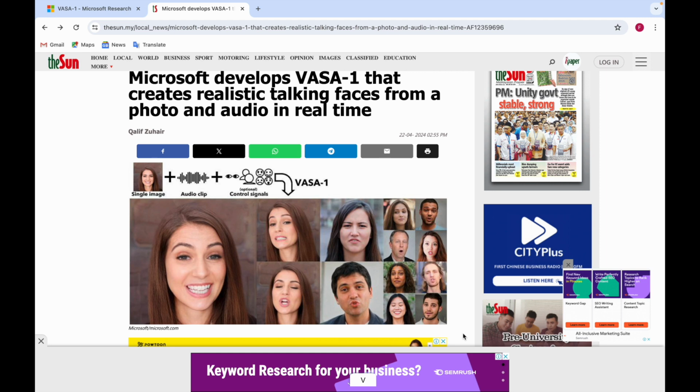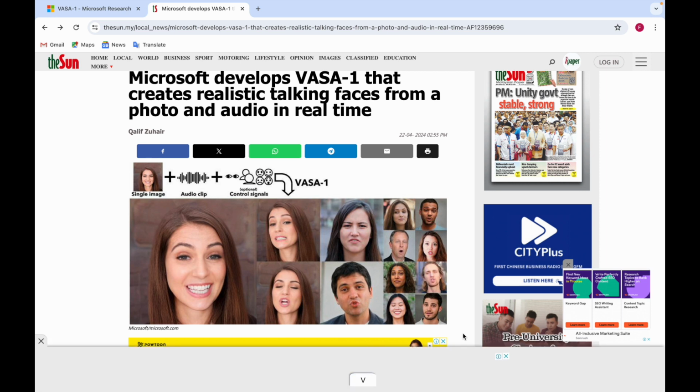Microsoft has developed VASA-1, and VASA-1 creates realistic talking faces from a photo and audio in real time. You give a photo to it and you add audio to it, so it will create the expressions and the realistic talking faces that you won't believe. So let me show you here.